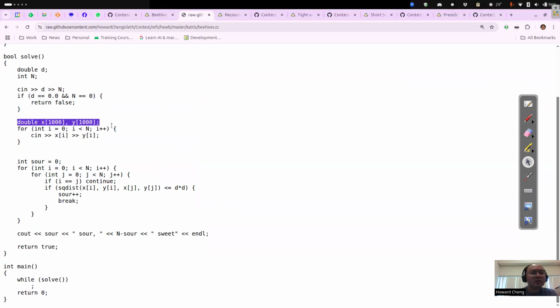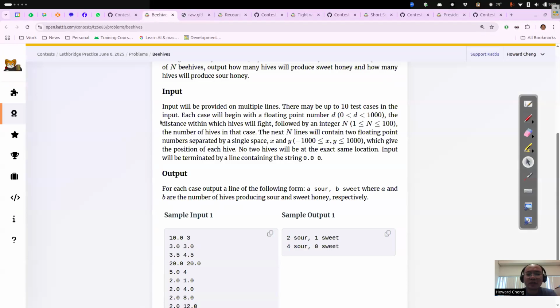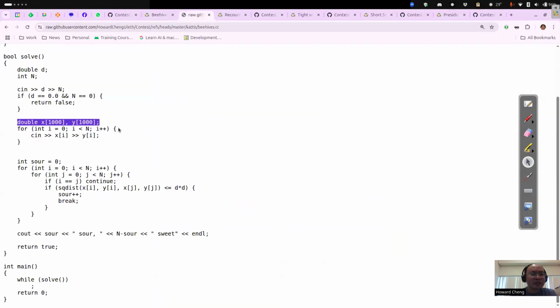Actually, I guess I misread the problem. I thought it was 1,000 points because I see the 1,000 there, but actually it doesn't even matter because even 1,000 points is good. N squared is good enough. So I read in the X and Y coordinates. I remember how many sour points there are.